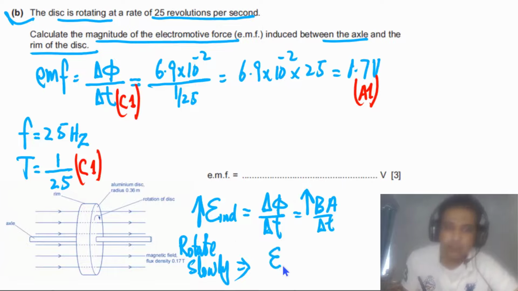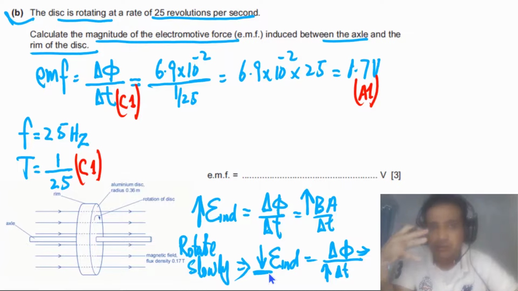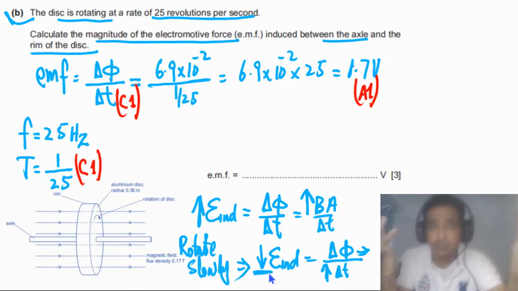I hope you will say in this case, induced EMF will decrease, because delta phi, the magnetic flux, is constant. If the disk is rotating slowly, it means that delta T will increase. If delta T increases, it means EMF will decrease. So when you do some question, try to understand from other aspects as well. This will help you to improve your understanding of physics.